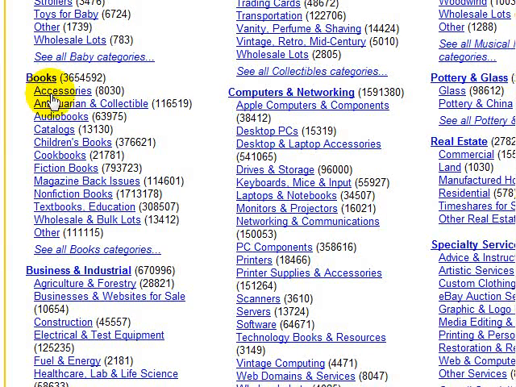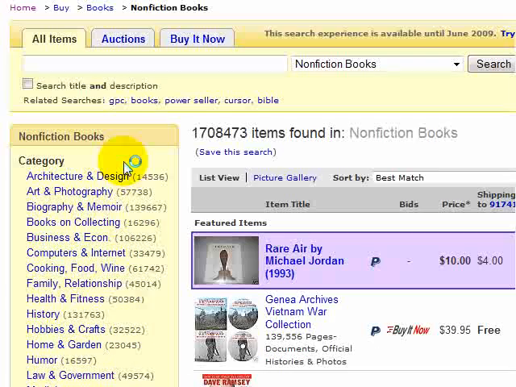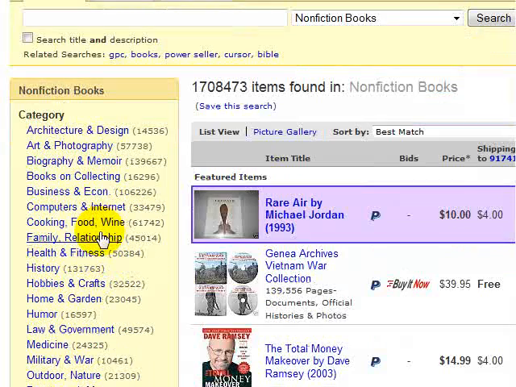Now you could write books about accessories, audiobooks. Maybe you can create a website just for audiobooks because a lot of people are just interested in audiobooks. Or you could just do fiction books and so forth. Now let's check out non-fiction books. Now I'm in non-fiction books, and there are subcategories for non-fiction books, like architecture, design, art and photography, biography, memoir, business and economics, family relationships.